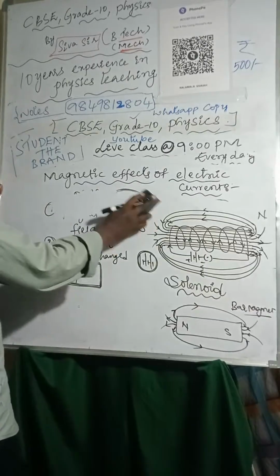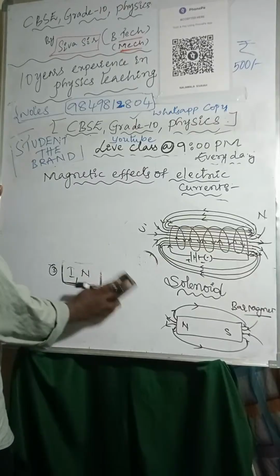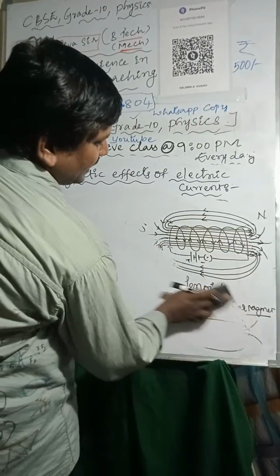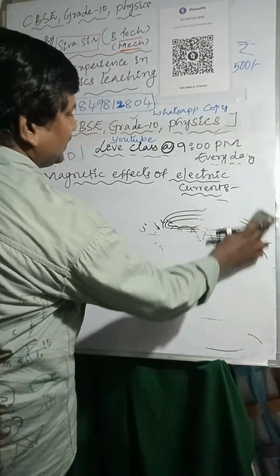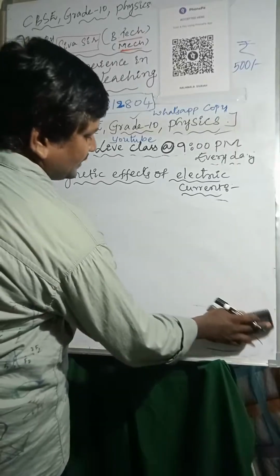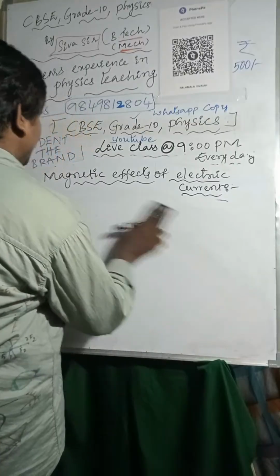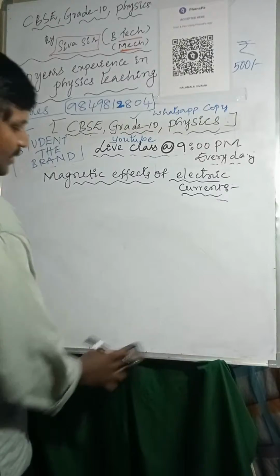And the next one. That was about the solenoid. Now I am going to the current carrying conductor placed in the magnetic field. We'll discuss that one.